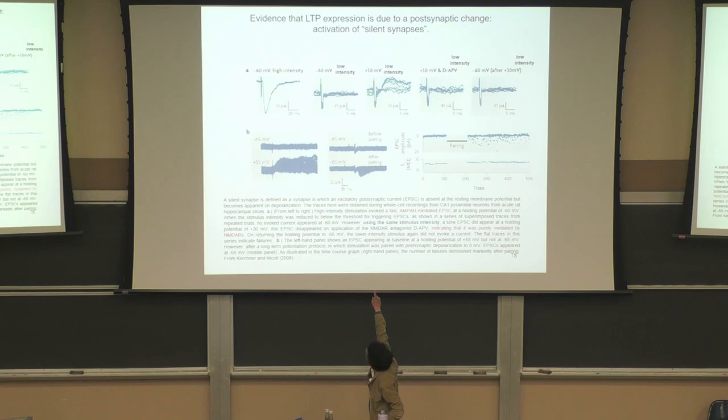So now they hold the same cell at plus 30 millivolts. Because usually in the first two panels the cell was clamped at minus 60 millivolts, which is somewhat near its resting state. Now they clamp the cell at plus 30 millivolts, so the cell is very depolarized. And then they applied the same very small stimulation that caused no response at minus 60. And then you see some responses at plus 30 millivolts. So this was super weird because the response appeared only when the cell was depolarized.